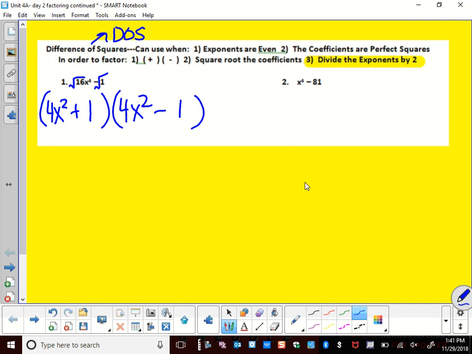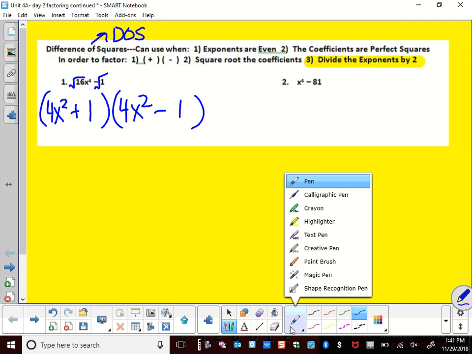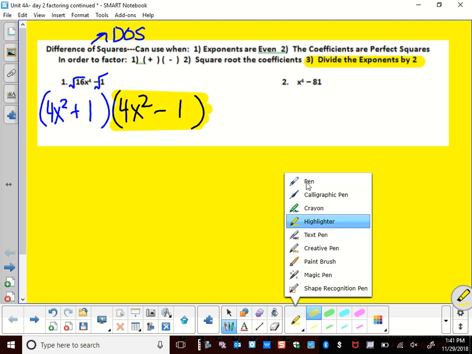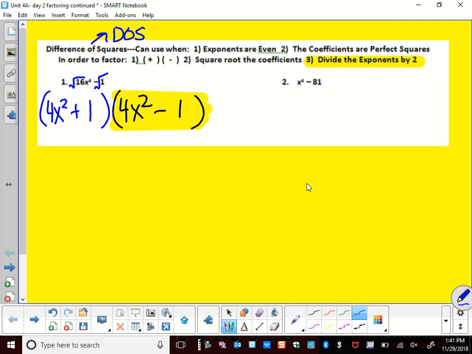What is new with this unit, they are more complex because we've seen it twice now. I'm going to ask myself, can I continue to factor each parentheses? So the first one, it can't be DOTS because of the plus sign, right? Now the second one, that could be DOTS again. It's like a double DOTS.